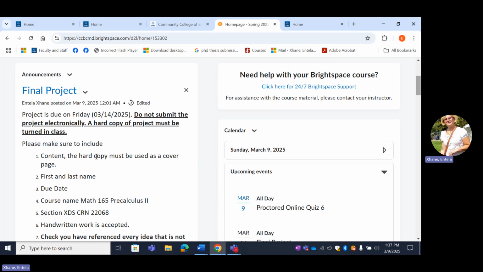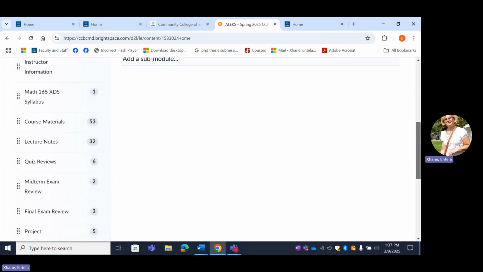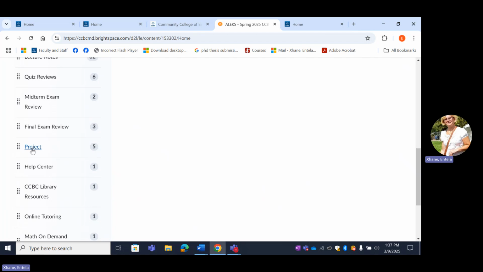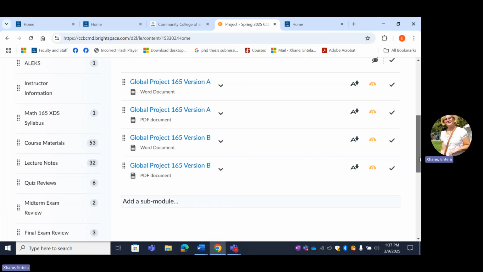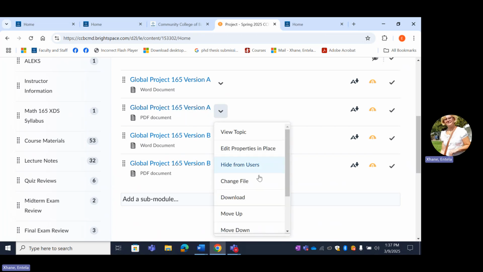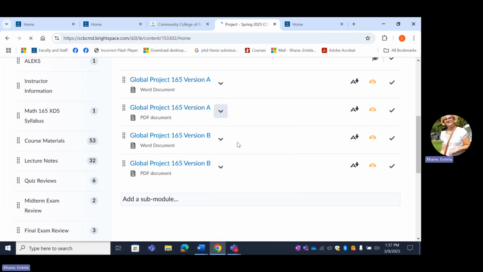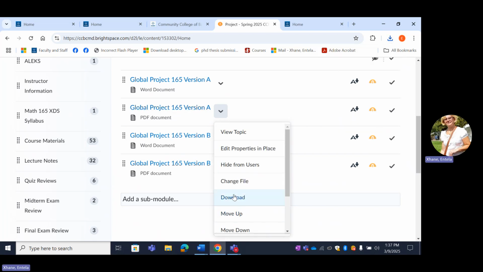If for any reason you cannot find them, then you must go to content and then look at this module project right there. And then you see project version A, Word document, project version B, PDF document. Now, what I'm referring to is a hard copy. So if I'm going to download this copy or click on this little arrow sign, download it, save it in your computer and print it out.